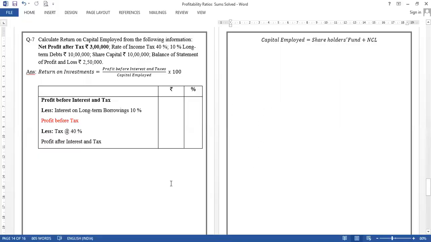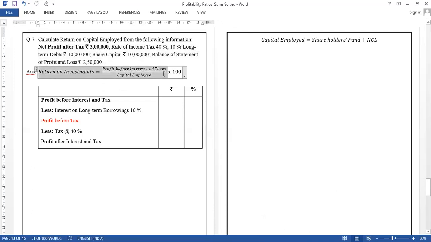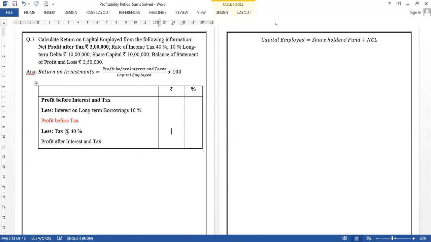Next sum is again based on the calculation of return on capital employed, return on investments. What is the point over here is we are given the net profit after tax as rupees 3 lakh. Income tax can be seen as 40%, 10% long-term debts, share capital, balance of statement of P&L is given. We know the formula. Return on investments or return on capital employed is profit before interest and taxes upon capital employed into 100. Let us start with the values given to us. Net profit after tax is given. So let us write this net profit after tax as rupees 3 lakh, right? And tax rate is 40%.